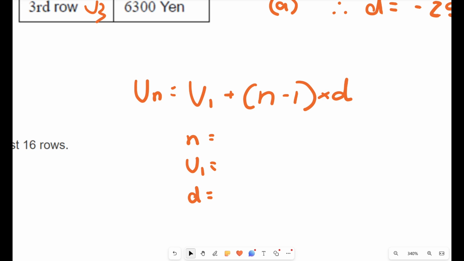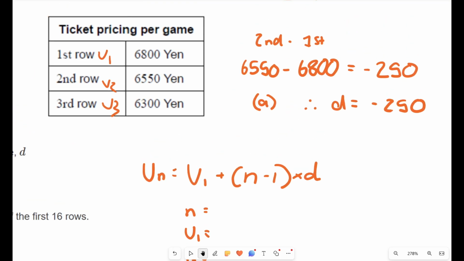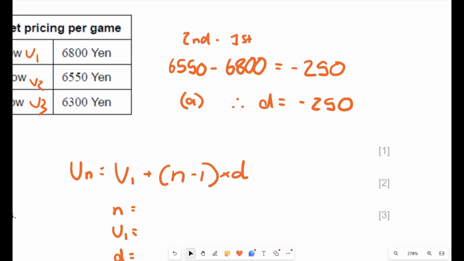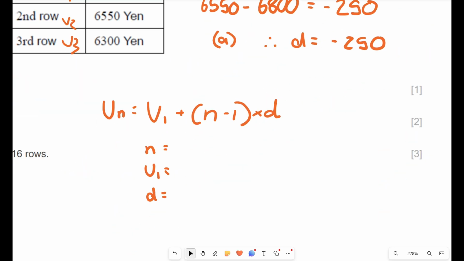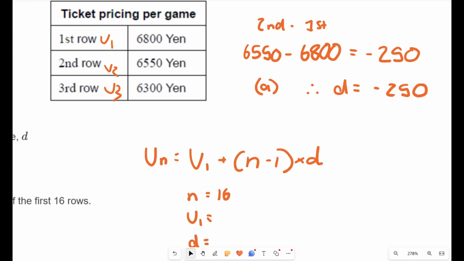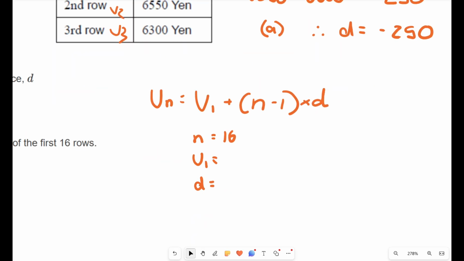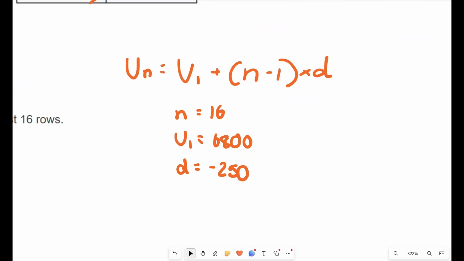Firstly we know that n is equal to 16, and then we know that u1 is equal to 6,800 as specified above, and then d, which we've just found, is negative 250. So I'm just going to write those values in. I'll repeat, n is 16, u1 is the first row, 6,800, and d is equal to negative 250. And if you're wondering, yes, you can have common differences that are positive and negative values. Then we just input this into the formula.